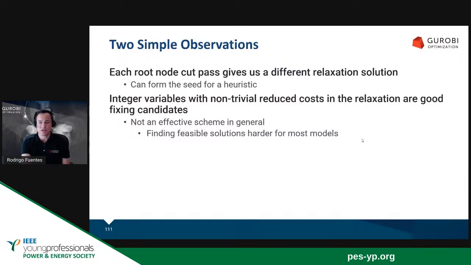Two simple observations here. At the root node, with each pass we have a different relaxation. We can use that solution to the relaxation as a seed for a heuristic to find feasible solutions. Also, for the integer variables that have non-trivial reduced costs, that is dual information, we can find candidates in the relaxation by using their dual information to decide what to fix. This is not a general scheme that is used all the time, but it's applicable to unit commitment.